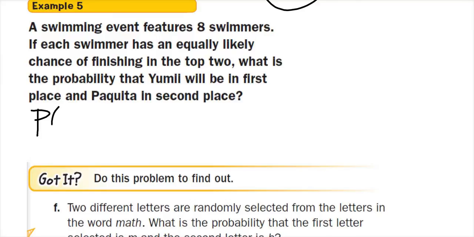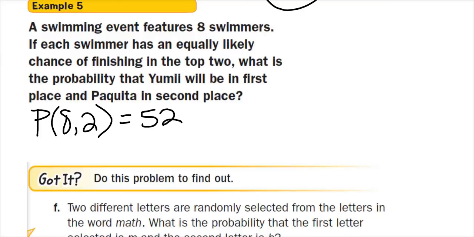So our permutation is going to consist of 8 swimmers, and we're going to take it 2 at a time. All right. So even though it wants to know specific people, the odds or the probability are all the same. Okay. So for this one, we're going to do the permutation of 8 taken 2 at a time. So let's go ahead and do that. So we're going to do 8 taken 2 at a time, and we should get 56.